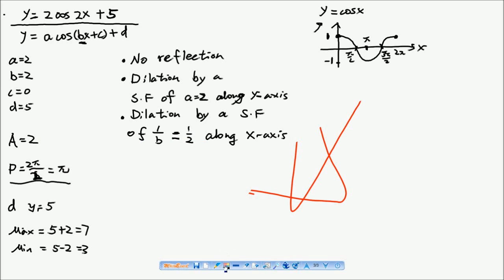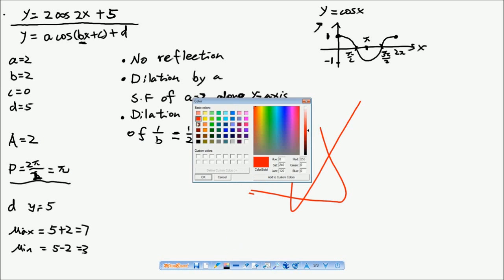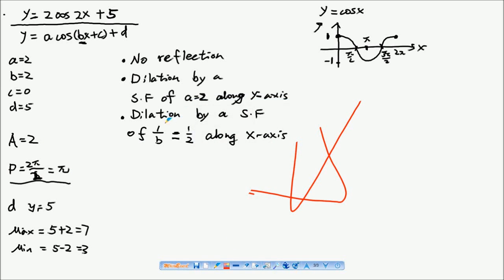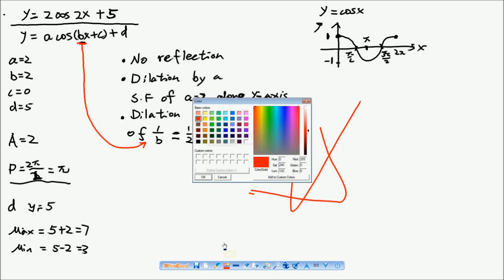So this is the tricky part. The tricky part is always the horizontal dilation, the dilation along the x-axis, and the trick is 1 divided by the coefficient of x inside the bracket. Okay, the dilation factor here is always 1 divided by B.